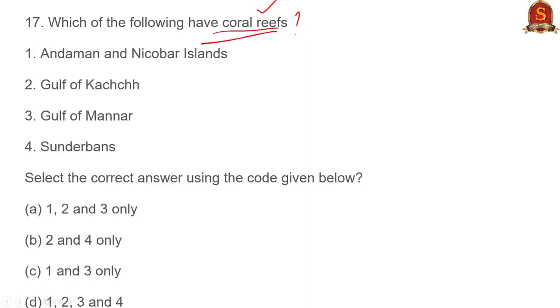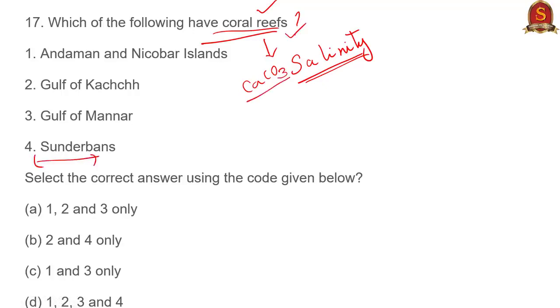Any preliminary reading on coral reefs will tell you that coral reefs require a certain level of salinity to survive. They can't survive in fresh water because they require salts for the secretion of calcium carbonate. Take the Sundarbans. It is an area where so much fresh water is moving in, with the rivers Ganga and Brahmaputra draining their fresh water into it, which means an area with so much fresh water cannot technically have coral reefs.